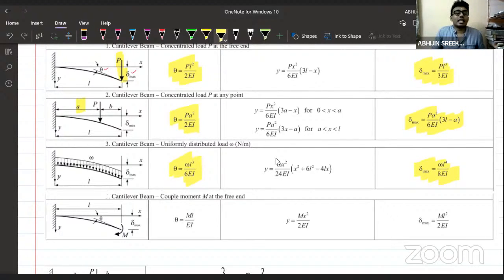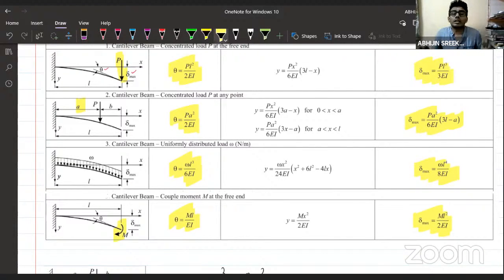Again, we have a cantilever beam. The loading given here is a concentrated moment at the free end. If you have a concentrated moment at the free end, what is the slope there? Maximum slope will be at the free end, and it will be equal to ML by EI, and the deflection will be equal to ML square divided by 2EI.